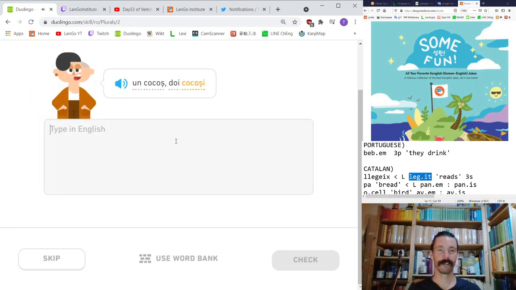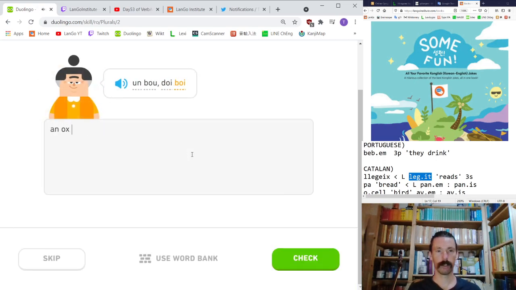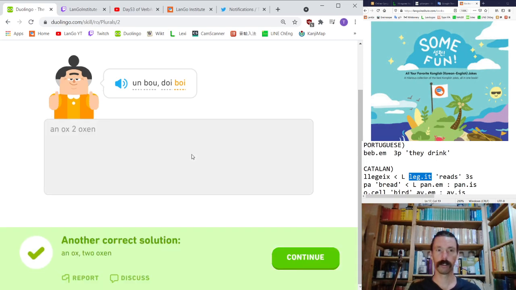Un cocoș, doi cocoși. Sounds just about alike to me. And was it coconut? Cocoș. Rooster. Two roosters. Un bou, doi boi. An ox. Un bou, doi boi, two oxen. Nice old English.